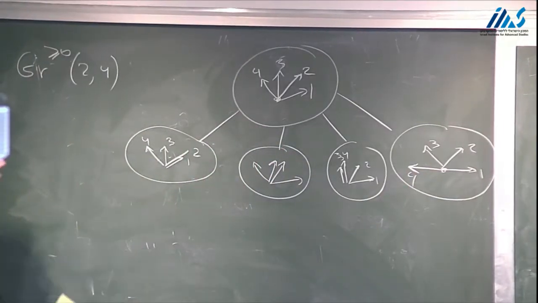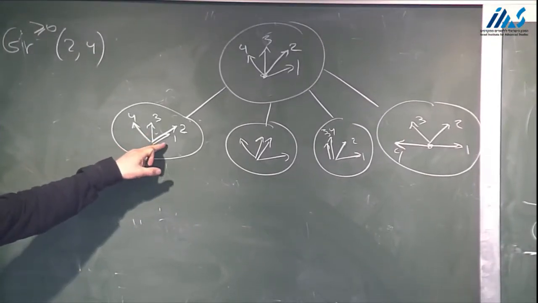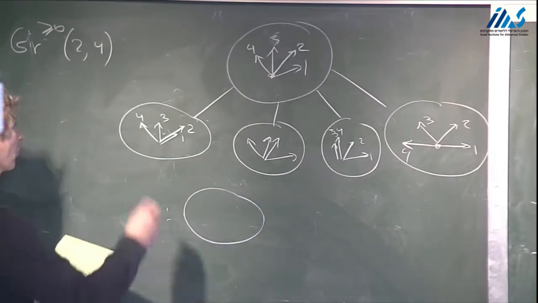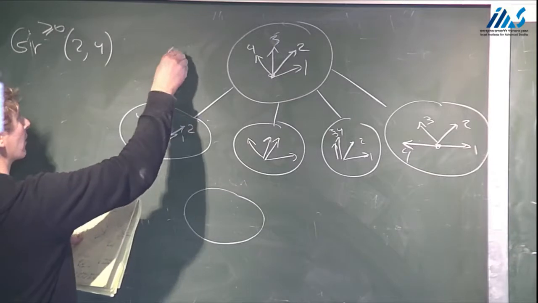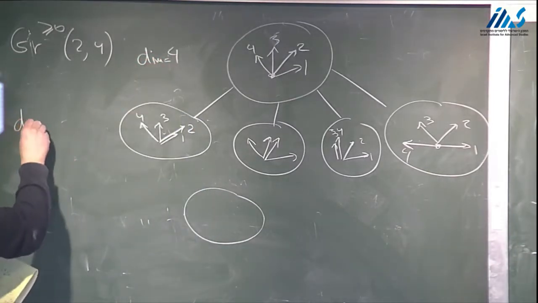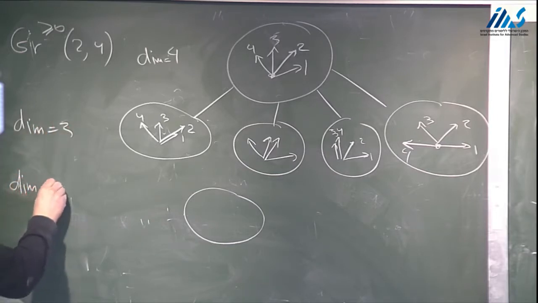Okay, now let's see what are further degenerations. What we can get here is, for example, you can make 3 parallel to 1 and 2. So there is one cell here of codimension. This cell has dimension 4, by the way. That's the dimension of the whole Grassmannian. These are all 3-dimensional cells. And the next case will be 2-dimensional cells.